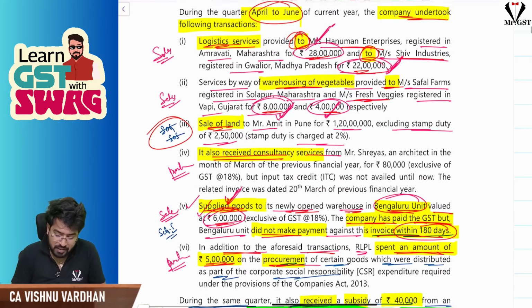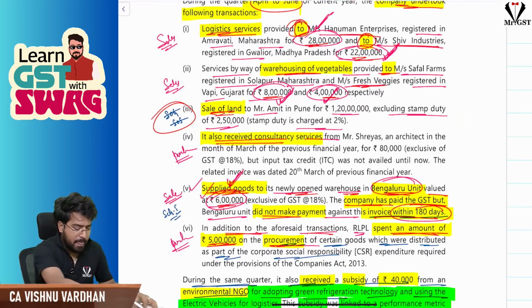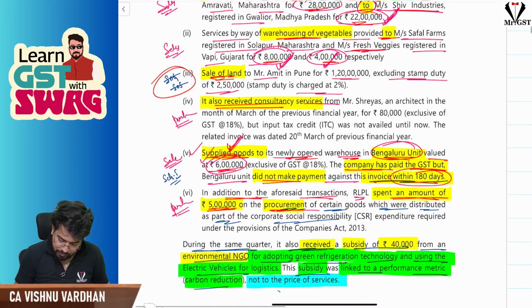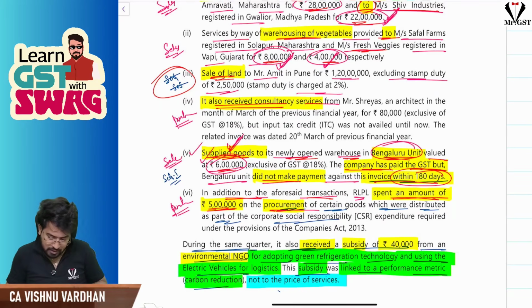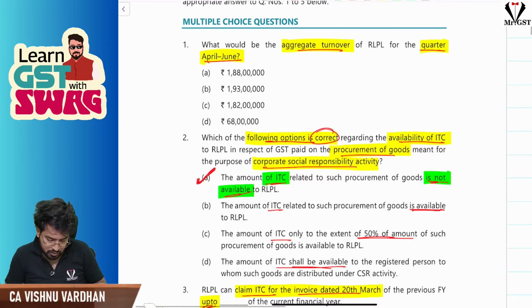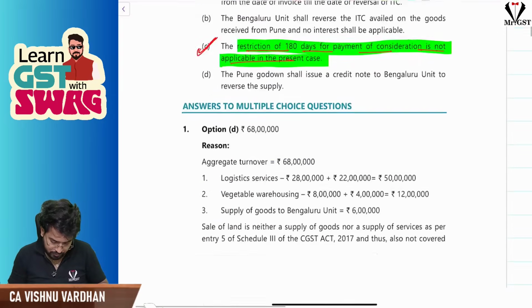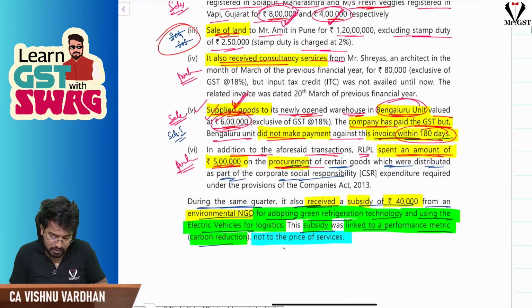So if you see the aggregate turnover now, sir, aggregate turnover is 28 lakh plus 22 lakh plus 8 lakh plus 4 lakh plus 6 lakh. So it should be 68 lakhs. Okay. So 68 lakh should be the aggregate turnover. Yes, 68 lakh is the aggregate turnover. Okay, fine. Next, coming to the next one.